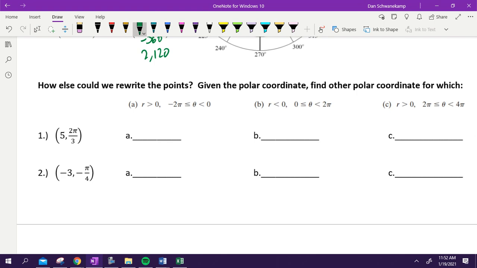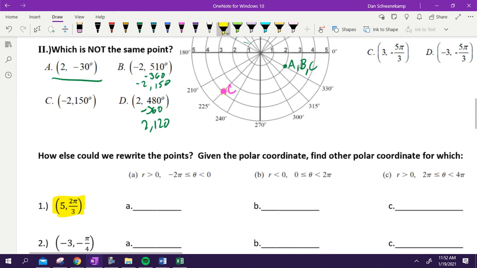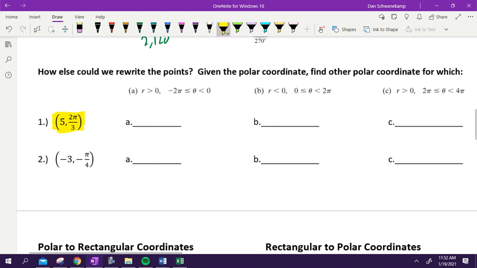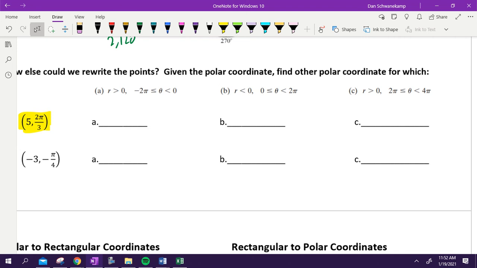How else could we rewrite these points? So what's happening here is I gave you an ordered pair, like 5, 2 pi over 3. And then we're going to rewrite it in a different way. Very similar to what we just did up above. But we're going to rewrite this in a different way based off of what they tell me.